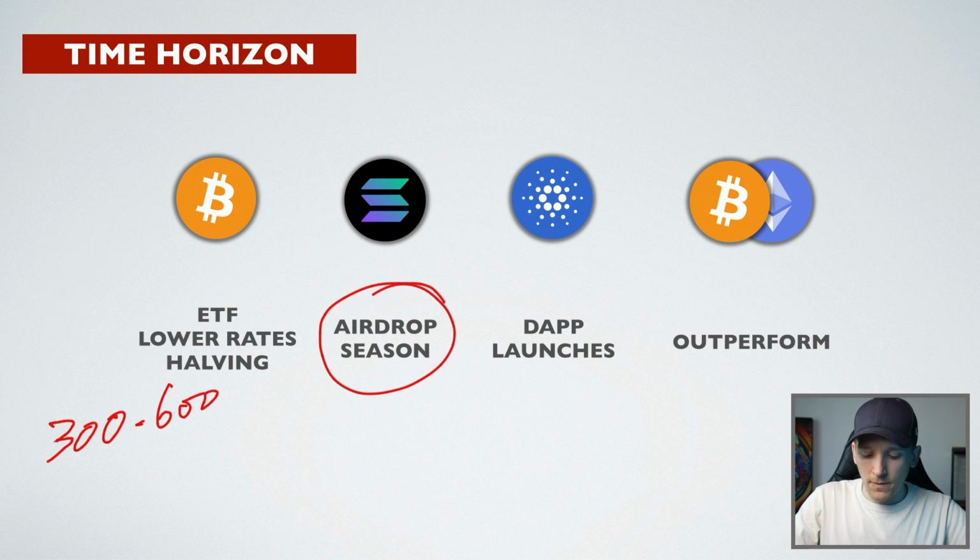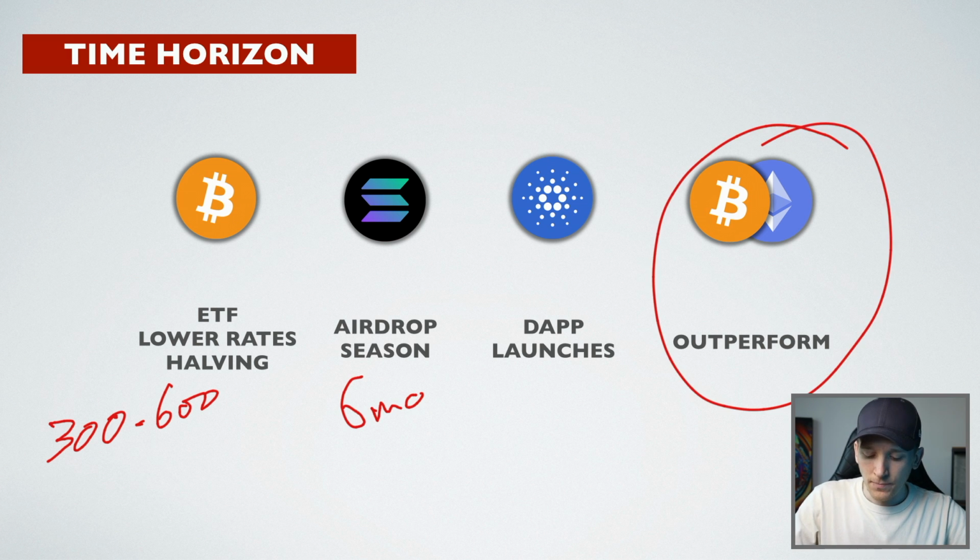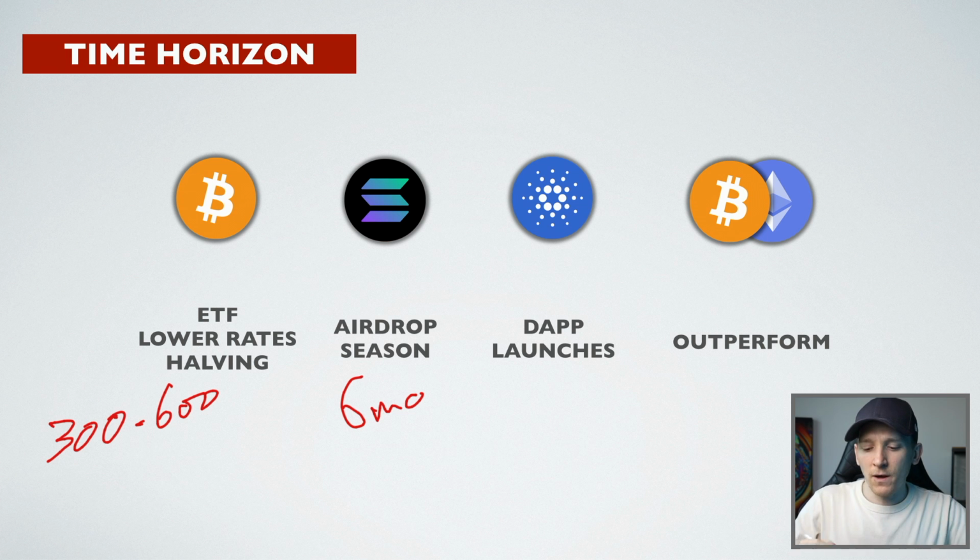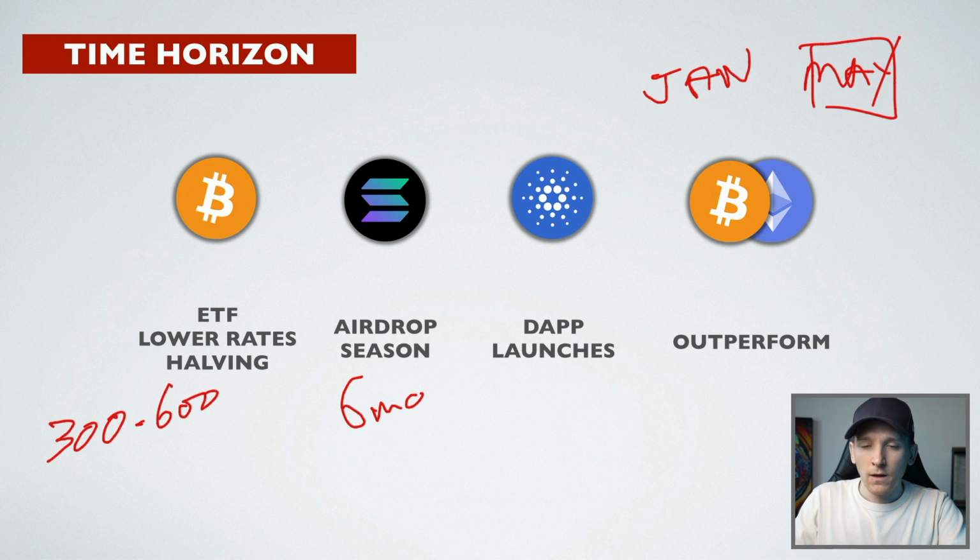Airdrop season may be a bit shorter in time, right? So maybe you're looking at 6 months or something like this. And then outperformance here is a little bit different, because if a Bitcoin ETF is coming in Jan, and we know that an Ethereum ETF may be coming in, let's say May or after that, then Bitcoin may clearly outperform before that. But if an Ethereum ETF comes, will Ethereum outperform during this time as well? So that could be maybe a lot shorter time horizon.